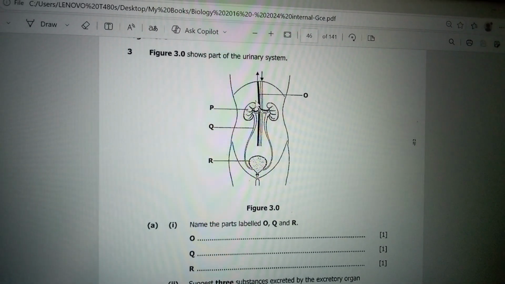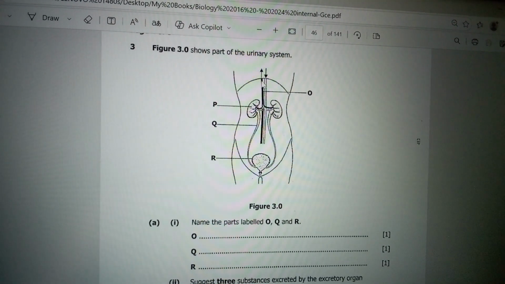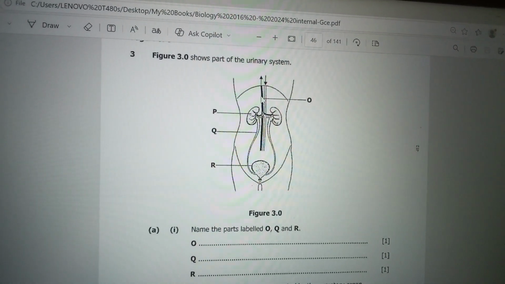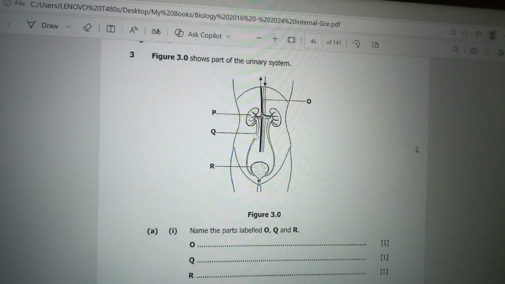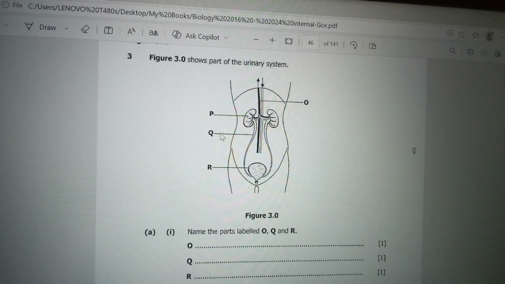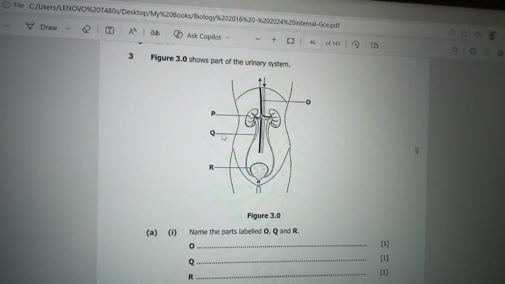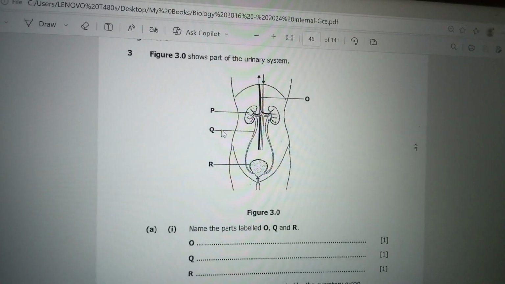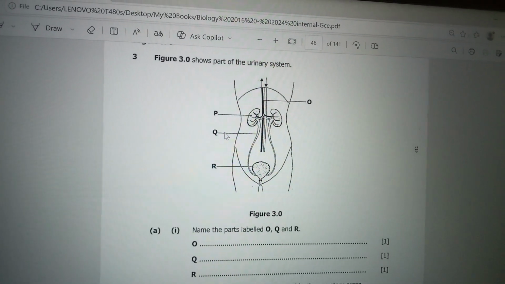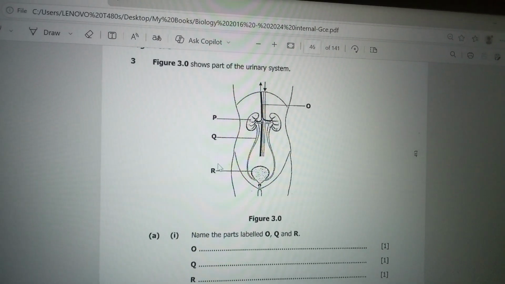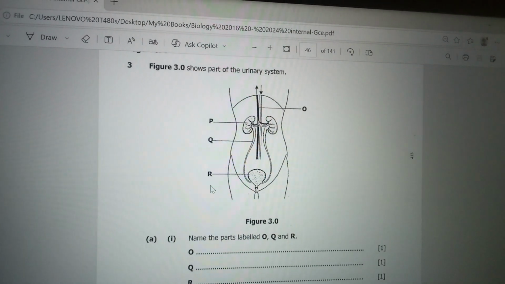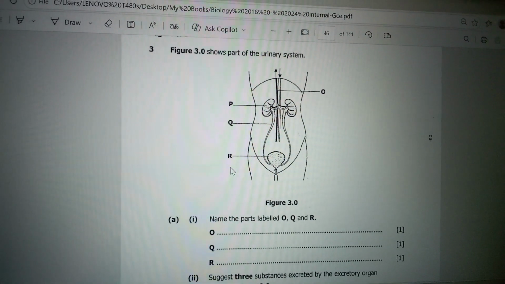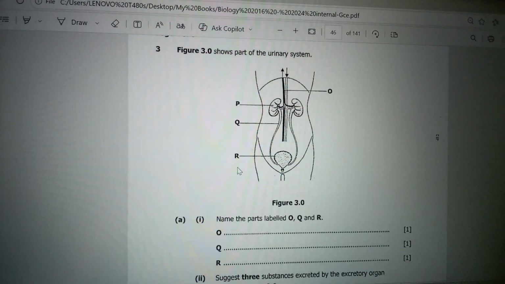So O, that is what we call the vena cava, because it is taking blood toward the heart. And then Q, that is what we call the ureter, the tube that is responsible for transportation of urine from the kidney to the urinary bladder. And then R, that is the urinary bladder, the part that is responsible for temporary storage of urine before excretion. So we can start answering.